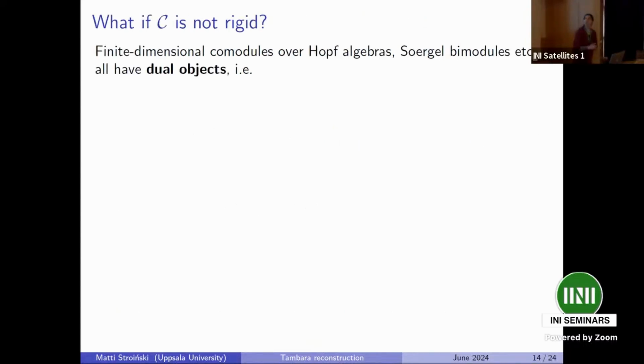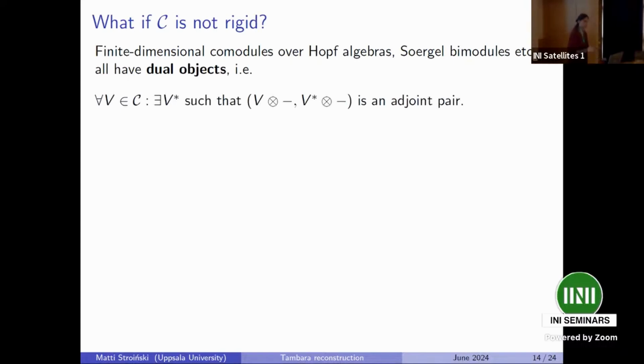So there is one more question that I want to pose before stating the result, which is what happens if C is not rigid. In the cases that we've considered so far, if we have finite dimensional comodules over some Hopf algebra, or Soergel bimodules, we always have the notion of a dual object. For a Hopf algebra, if I have a representation, I can take the dual representation. For Soergel bimodules it's less obvious, but if we have a Harish-Chandra bimodule, we can take the dual itself.